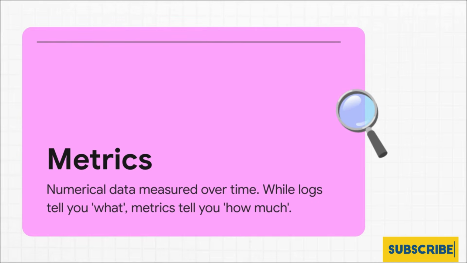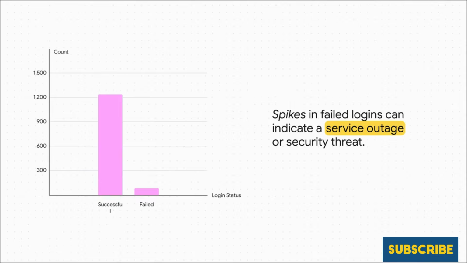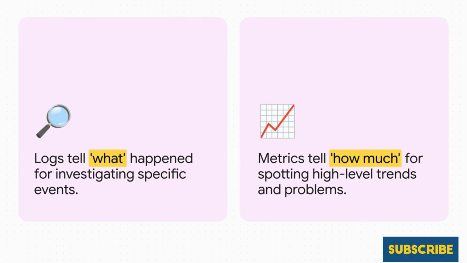So if a log is like a detective's note about a single crime, a metric is like the system's heart rate or its blood pressure. It tracks those high-level trends, telling engineers how much is happening and how often. Let's take login attempts, for instance. Engineers can look at a chart like this and see, at a glance, how many people succeeded versus how many failed in the last hour. If that failed bar suddenly shoots through the roof, they know something is wrong. Maybe a login service is down, maybe there's a security threat, long before tons of users start calling in to complain.